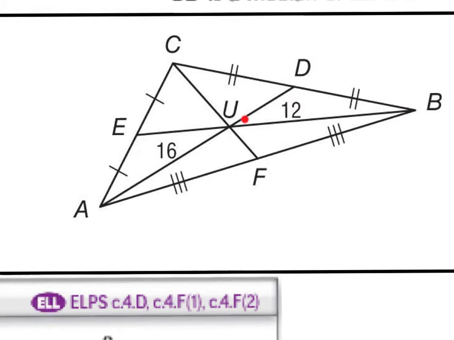The reason why it wouldn't be UD is because that is a median of triangle UCB, and we're looking at the medians of triangle ABC, so the big triangle. So we can't use any of these little medians that come from the point U, okay? So AD, CF, and then BE, okay? Those are going to be the medians of the triangle ABC.